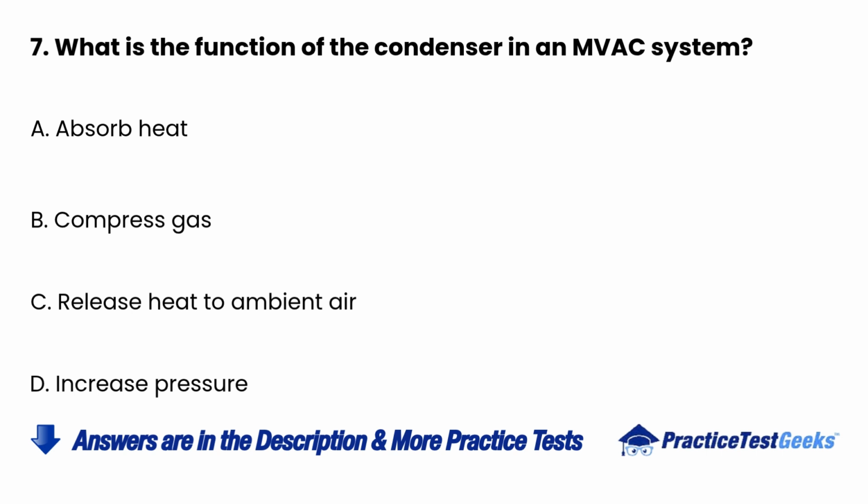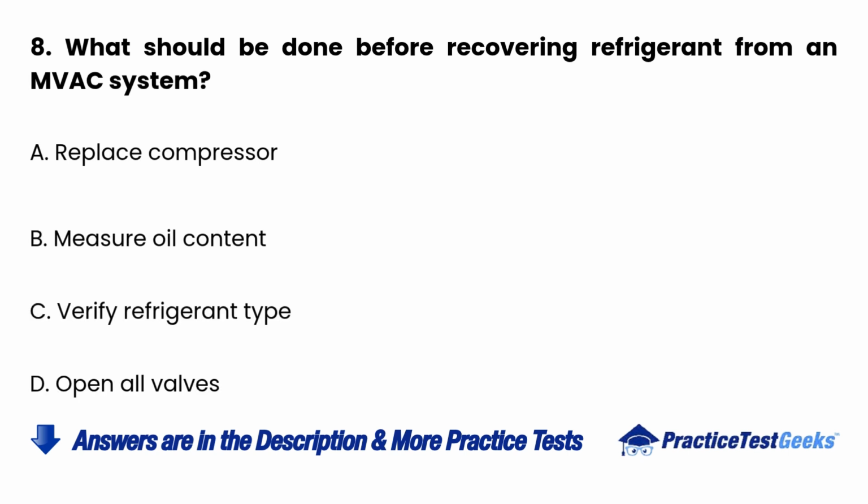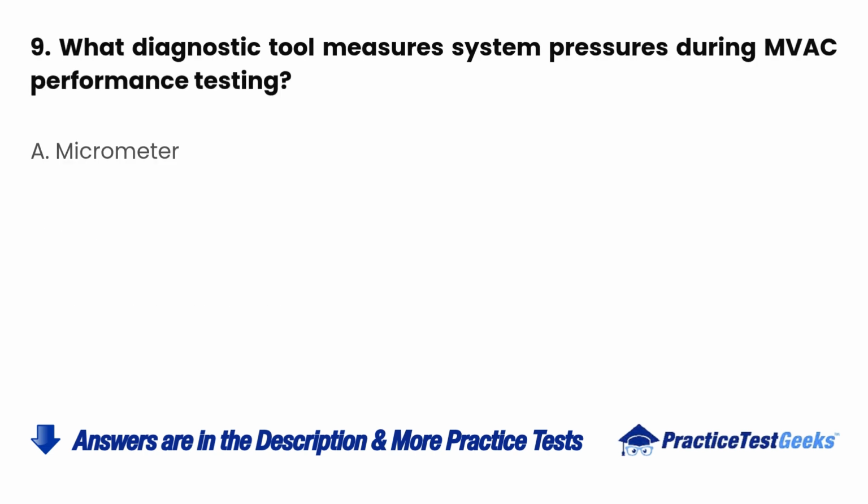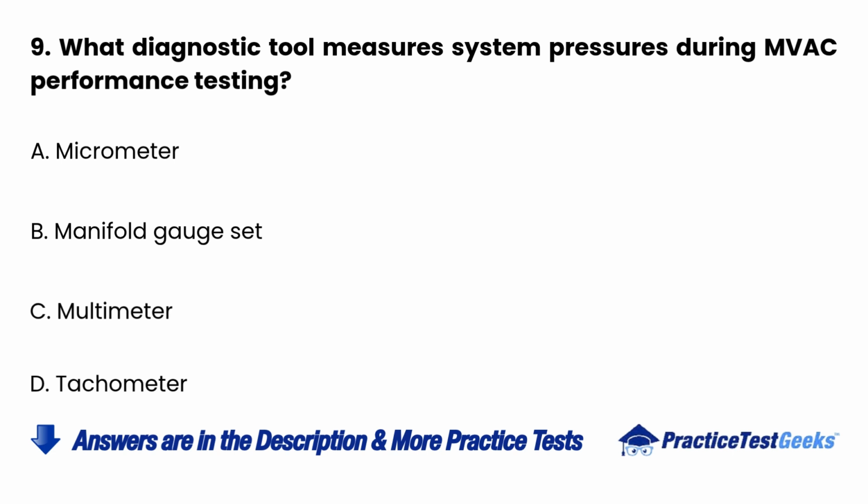7. What is the function of the condenser in an MVAC system? A. Absorb heat. B. Compress gas. C. Release heat to ambient air. D. Increase pressure. 8. What should be done before recovering refrigerant from an MVAC system? A. Replace compressor. B. Measure oil content. C. Verify refrigerant type. D. Open all valves.